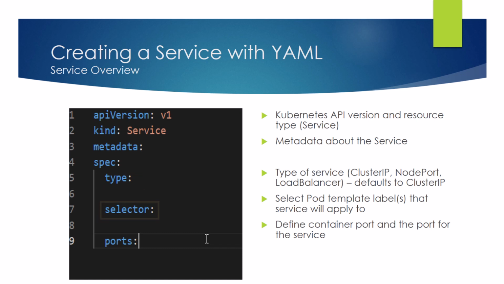You can give it a selector. This is what would be used to actually select the pods that this service would apply to, and then of course you can define ports. Now there's two types of ports. You have the port that you can call into the service, and the port that it would target, for instance the container running in the pod.